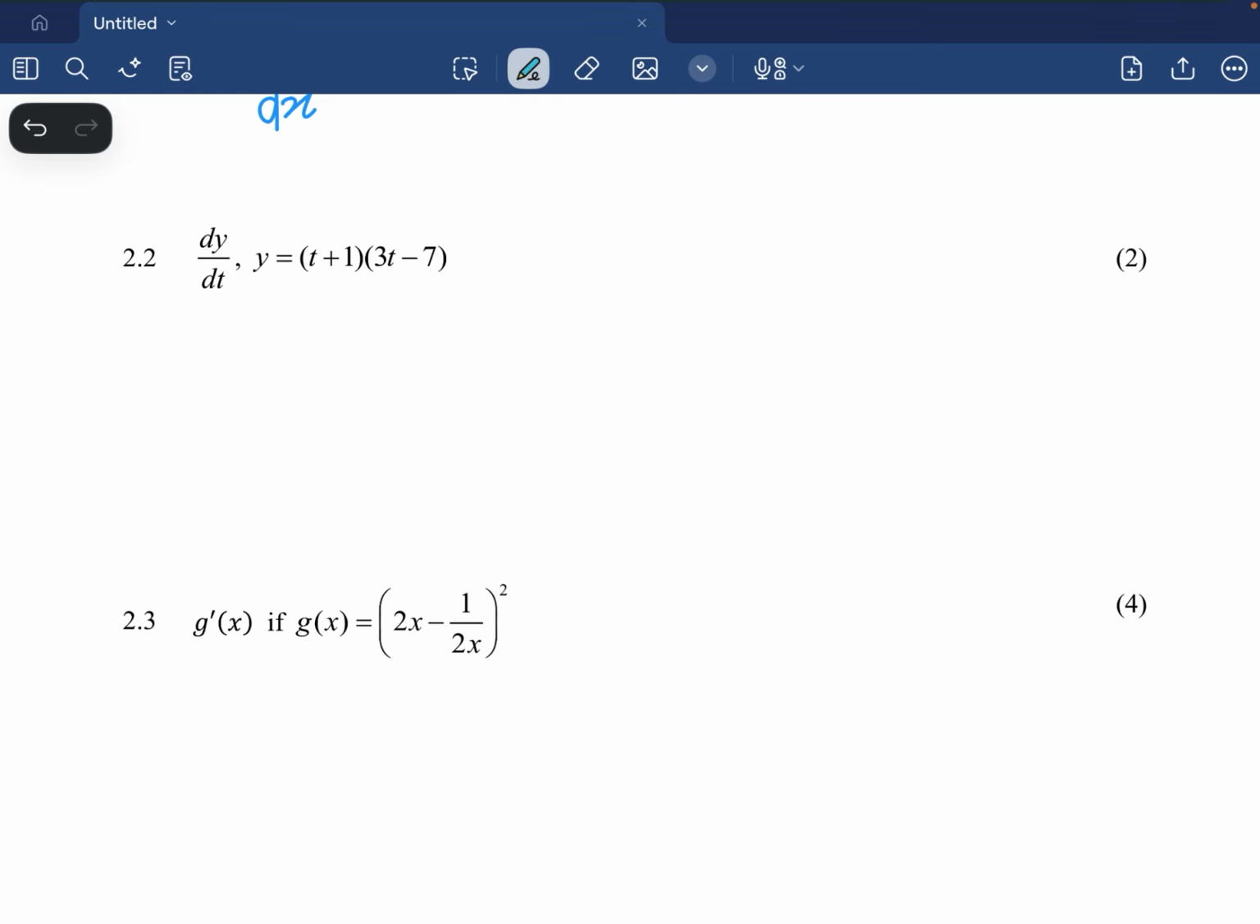All right, so we are going to have that y is equal to, so we are going to distribute here, and that is going to be 3t minus t multiplied by t.